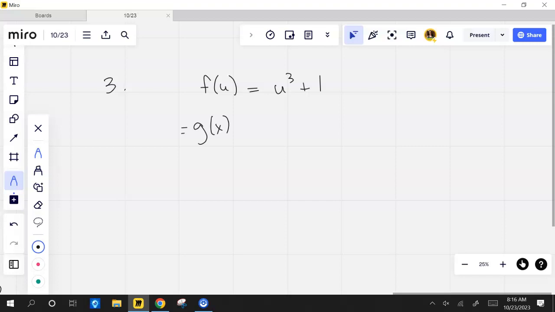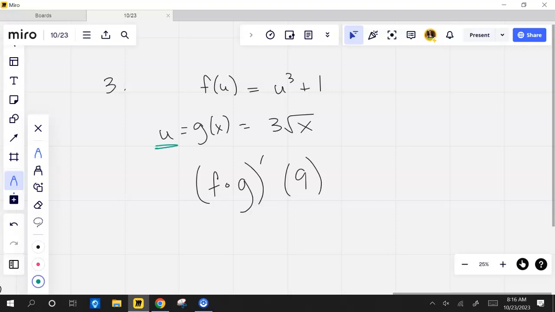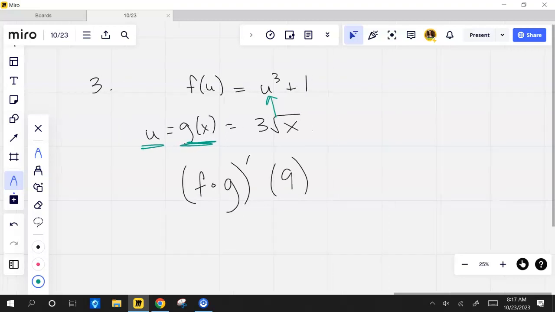G of x is going to be u, which is going to be 3 square root of x, and it says to find f of g of x at x equals 9. So here, if u and g are the same thing, then if I plug this in, I will have f of g of x, yes? Which is the same thing. This is the same thing as asking me.